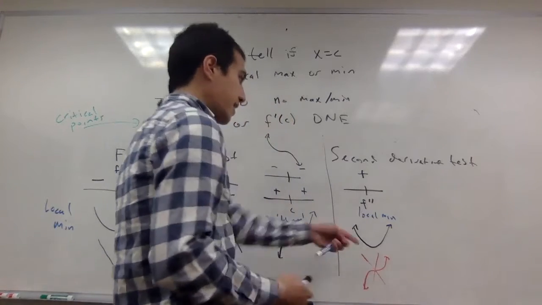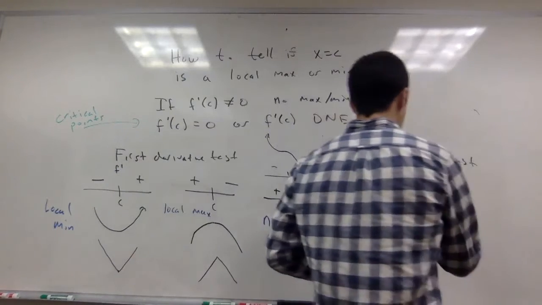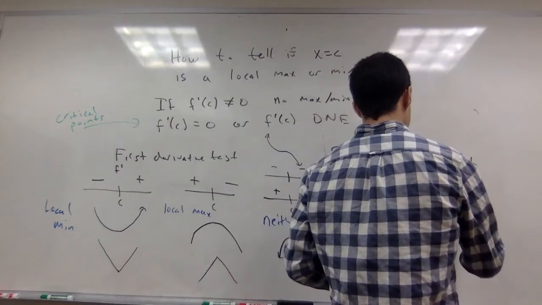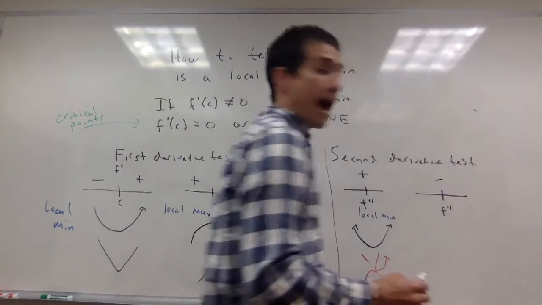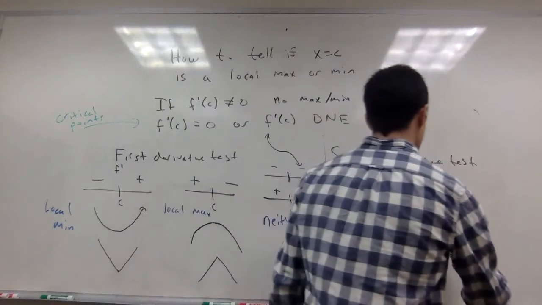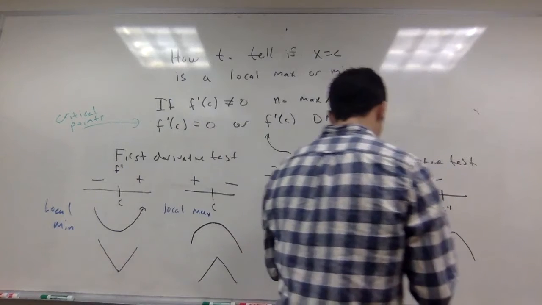So the second derivative test also tells us when we have a local max, it's the opposite. If f double prime is negative at this point C, then we have something that's concave down. And so this is a local max.